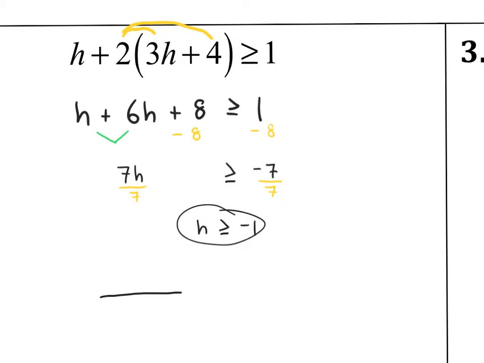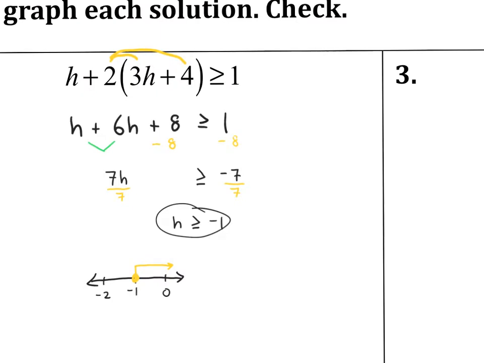Now when I graph this, I'm going to focus on the negative 1, go up to 0, down to negative 2. I don't need to have 0, 1, 2, 3, 4, 5, etc. I am going to have a closed point at the negative 1, and I'm going to go in the greater than direction, numbers that are greater. So I'm going to choose a number that is actually greater than negative 1. 0 is a nice one. So if I plug 0 here, but I could choose 10, 15, 100.